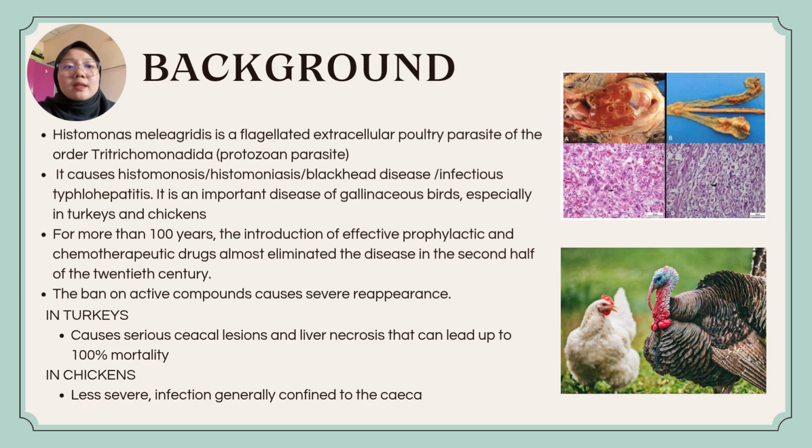For more than 100 years, the introduction of effective prophylactic and chemotherapeutic drugs almost eliminated the disease in the second half of the 20th century. However, a ban on the active compound caused a severe reappearance of this disease. The active compound has a nitroimidazole group, which has mutagenic and carcinogenic effects. In turkeys, it causes serious caecal lesions and liver necrosis that can lead up to 100% mortality, and in chicken it is less severe, with infections generally confined to the caeca area.